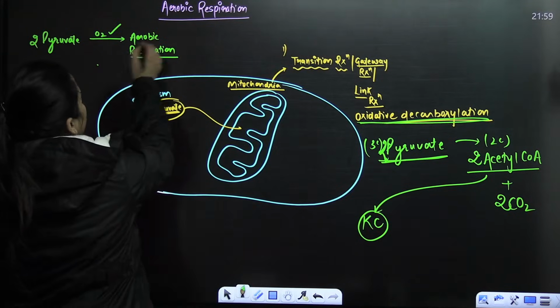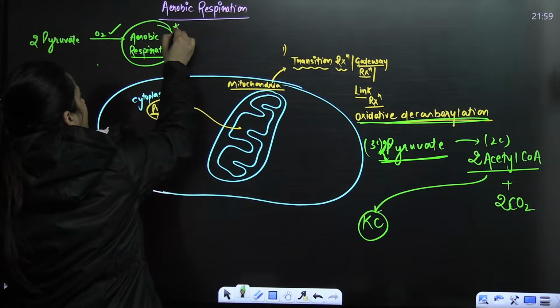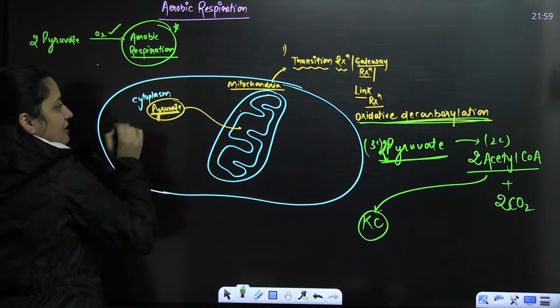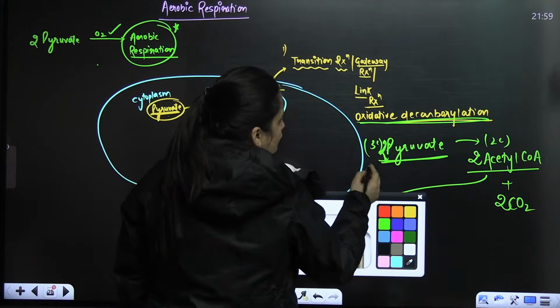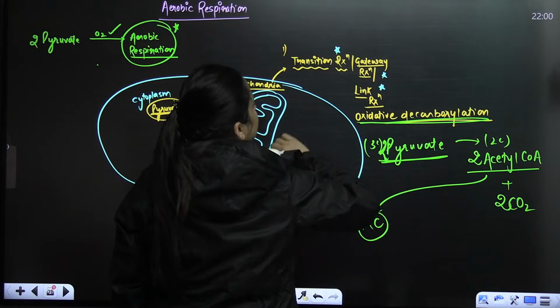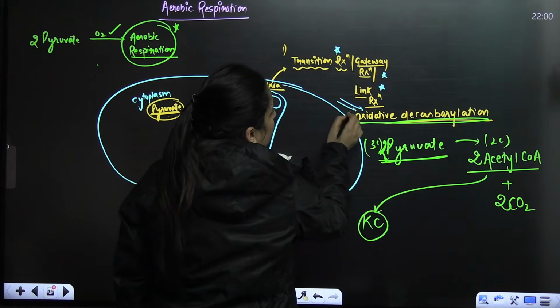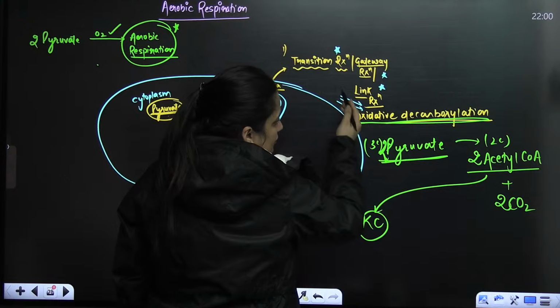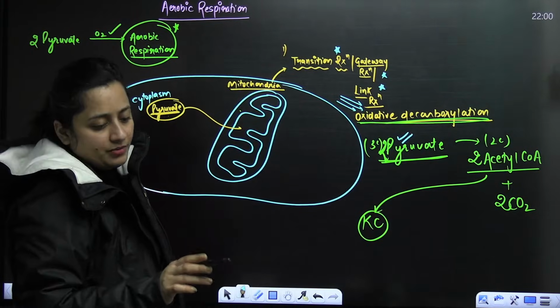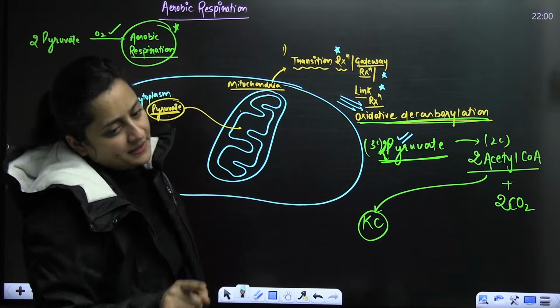So pyruvate will undergo aerobic respiration in the mitochondria. The very first step is the link reaction, the gateway reaction, the transition reaction. What will happen here? Oxidative decarboxylation. Your 3-carbon pyruvate will be converted to a 2-carbon compound.